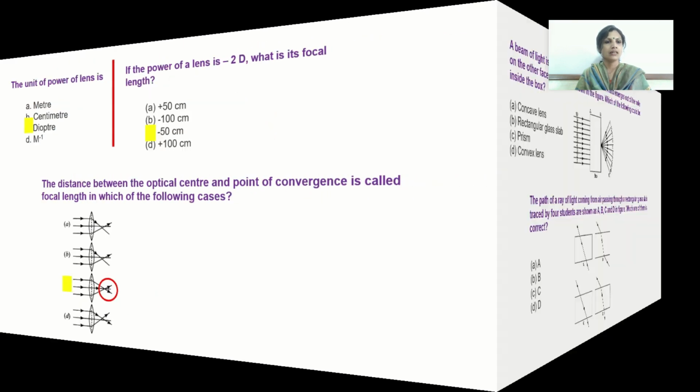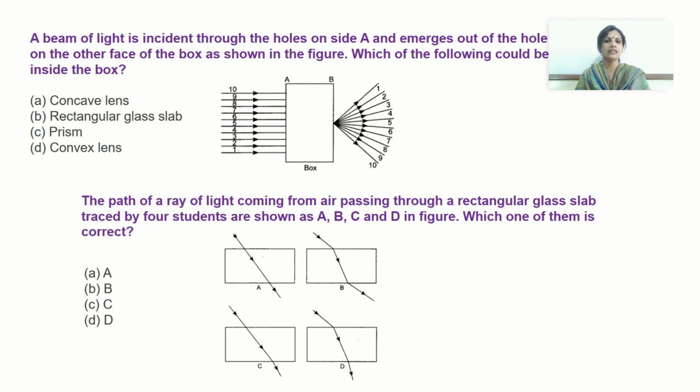Alright. So such questions you can call as diagram based questions. Then the next is, a beam of light is incident through a hole on side A and emerges out of the hole on the other face of the box as shown in the figure. Which of the following could be inside the box? Now look at this. You have to observe the figure carefully. Towards the left side of the box, the rays of light, they are parallel to each other and falling on one side of the box. What could be there inside the box? A concave lens, a glass slab, a prism or a convex lens.